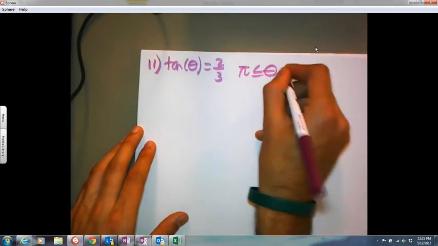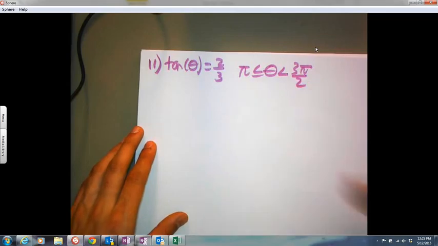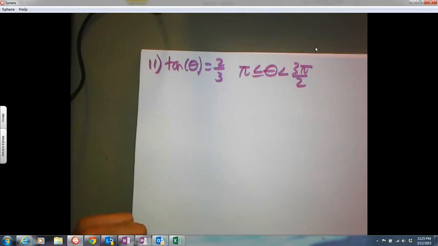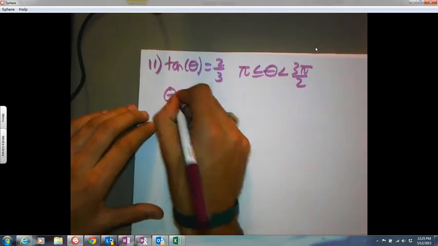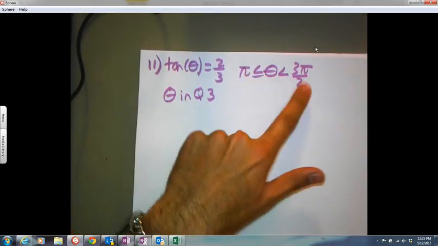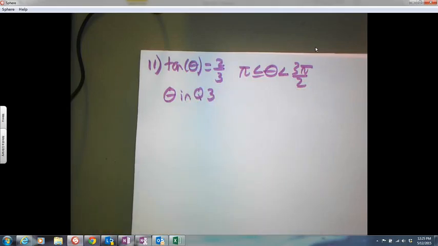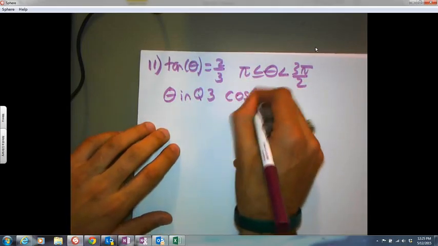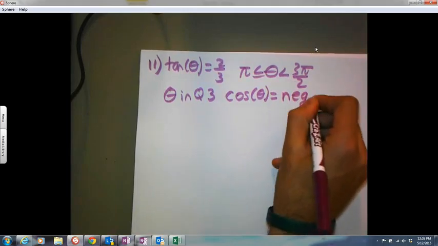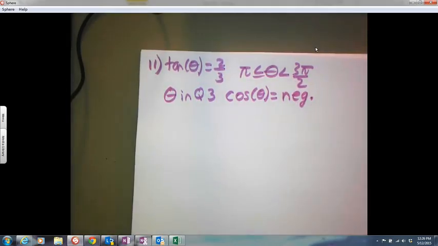So here's what we know. We know that the tangent is 2/3. We know that theta is between pi and 3 pi over 2, which means theta must be in quadrant 3. It's bigger than 180 and less than 270. It's quadrant 3, which means cosine of theta, remember, in quadrant 3 both sine and cosine are negative, which means answer choices B and E have to be wrong, because cosine has to be negative in quadrant 3.